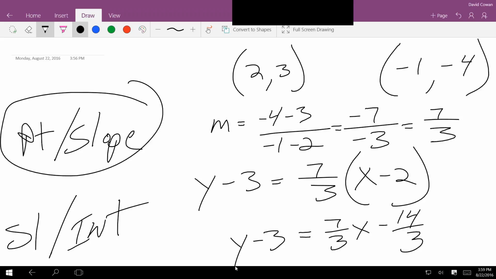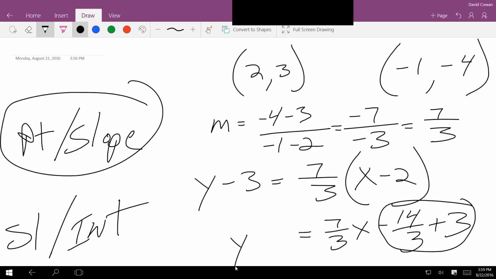Next step? Add the 3. The final equation. How do you do that? In other words, you've got most of it. You just have to combine the numbers. What's minus 14/3 plus 3? That'd be negative 4 and 2/3.